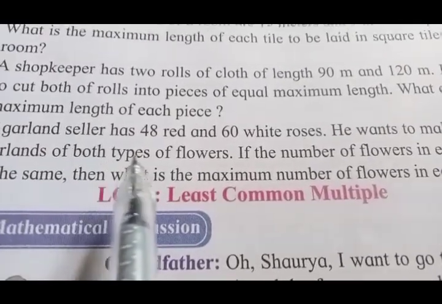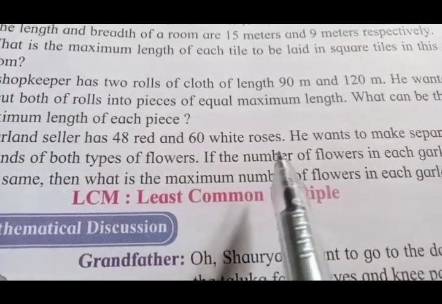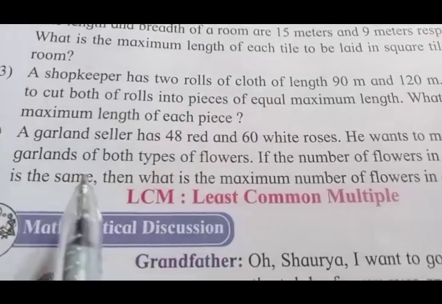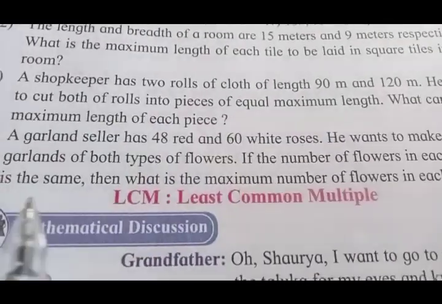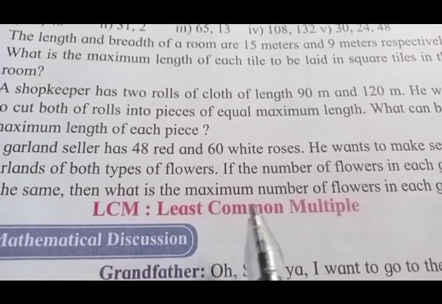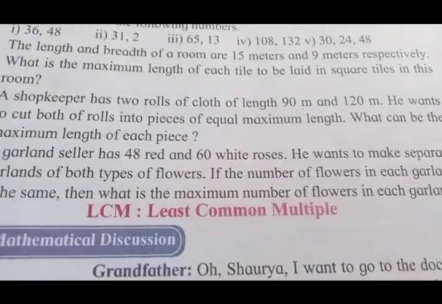Here, question number 4. A garland seller has 48 red and 60 white roses. He wants to make separate garlands of both types of flowers. If the number of flowers in each garland is the same, then what is the maximum number of flowers in each garland? Answer: GCD of 48 and 60.